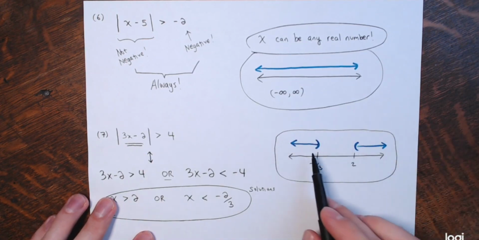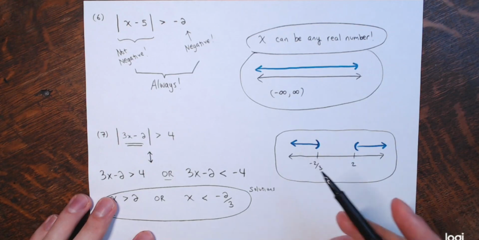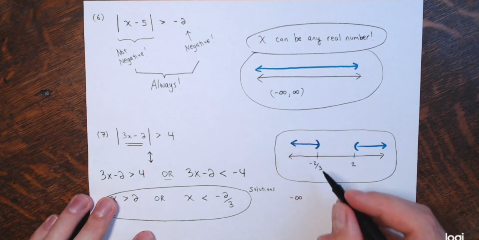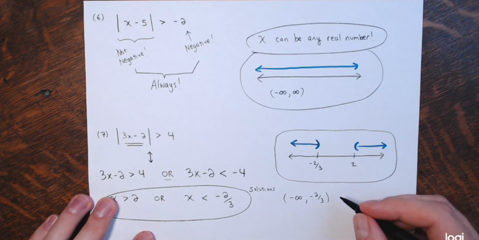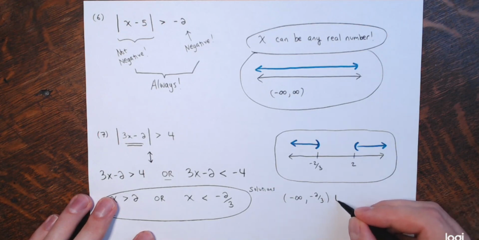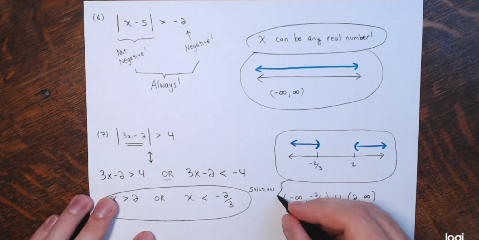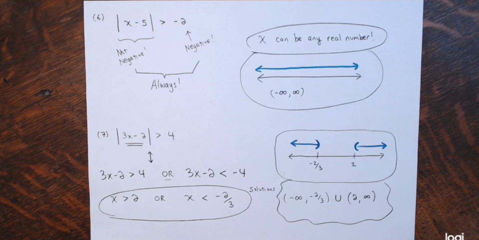And then the interval notation, you've got the two separate pieces again, so you need a union symbol to represent the gap. The first piece is from negative infinity up to negative 2/3, parentheses on both, because negative 2/3 is not a solution, in union with the second interval, from 2 to positive infinity, parentheses on both. And there's the interval notation for the set of solutions. Okay, moving right along.